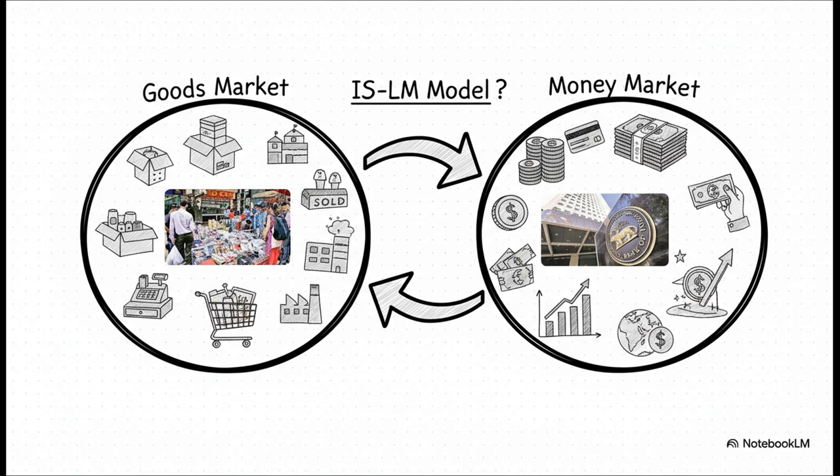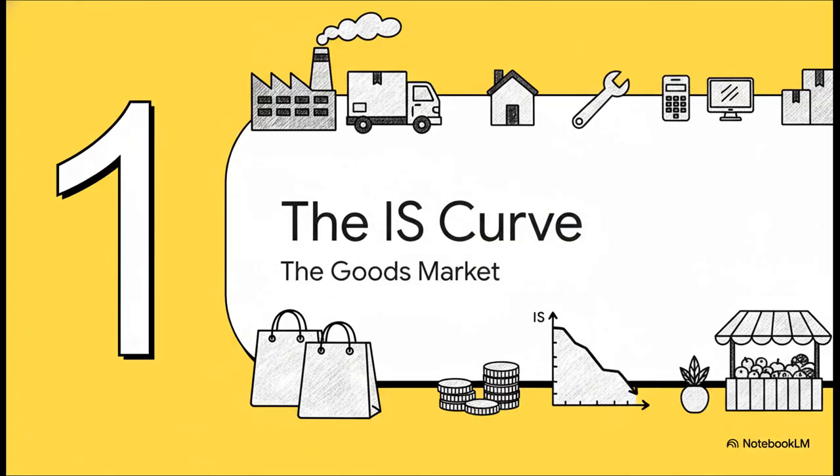On one side, you've got the goods market. Think of this as the real economy, where we're all buying and selling actual stuff. And on the other side, you've got the money market, the financial world of banks and interest rates, where money itself is managed. All right, let's start with the real economy first. This is the world of stuff, of goods and services. And in our model, it's represented by something called the IS curve.